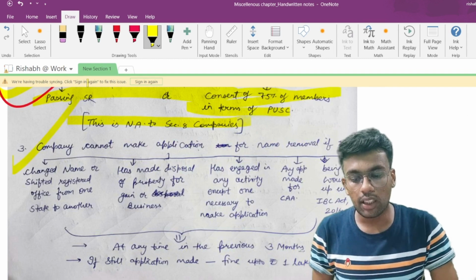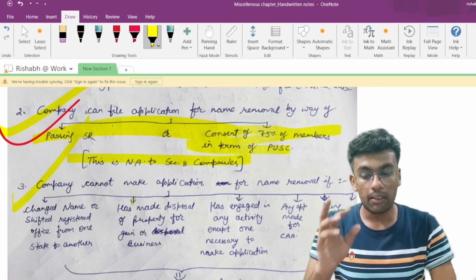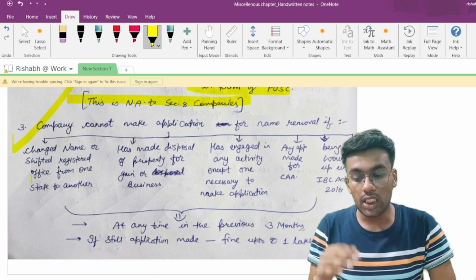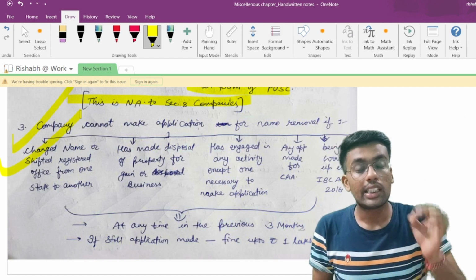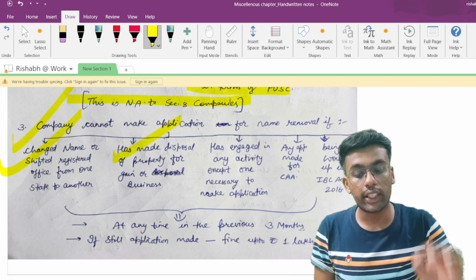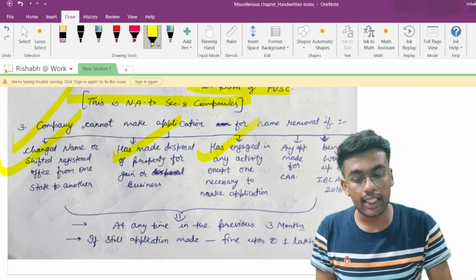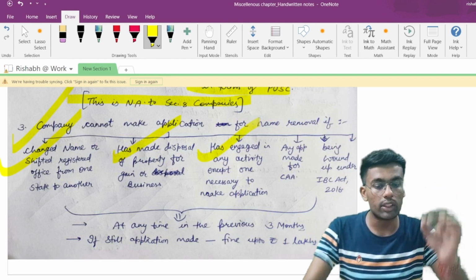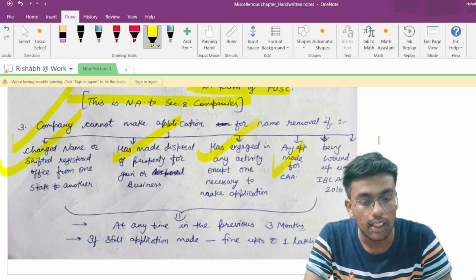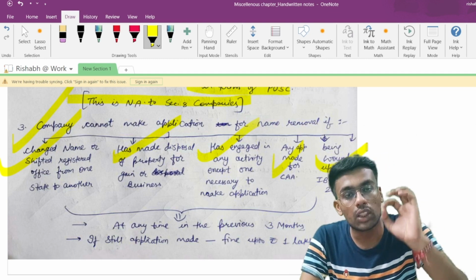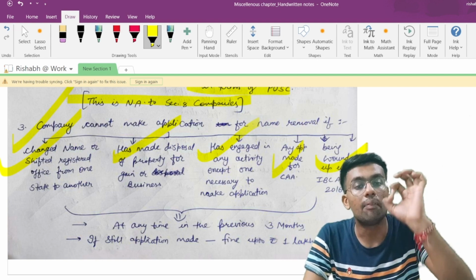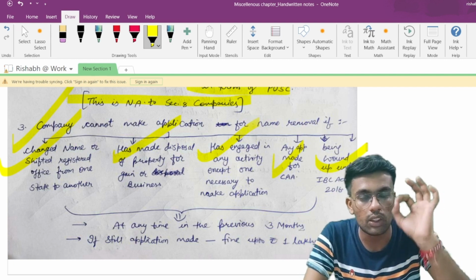All right. Point number 3 talks about companies that cannot make an application for name removal. Apart from a section 8 company, these companies also are not eligible to make an application for name removal. The first is a company which has changed its name or shifted its registered office from one state to another state, or has made any disposal of property for gain or business purposes, or has engaged in any activity except one which is necessary for the making of the application. Or any application made for CAA, that is compromise, amalgamation and arrangement, or is being wound up under the IBC Act 2016. So if any of these 5 things has happened in the previous 3 months, the company cannot make an application to the registrar for name removal.